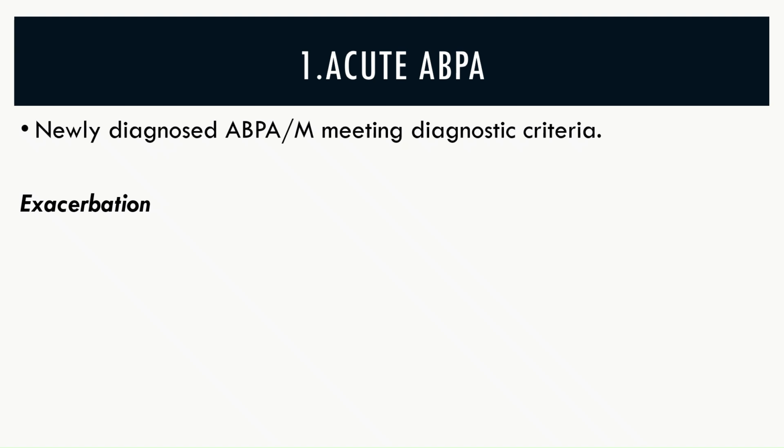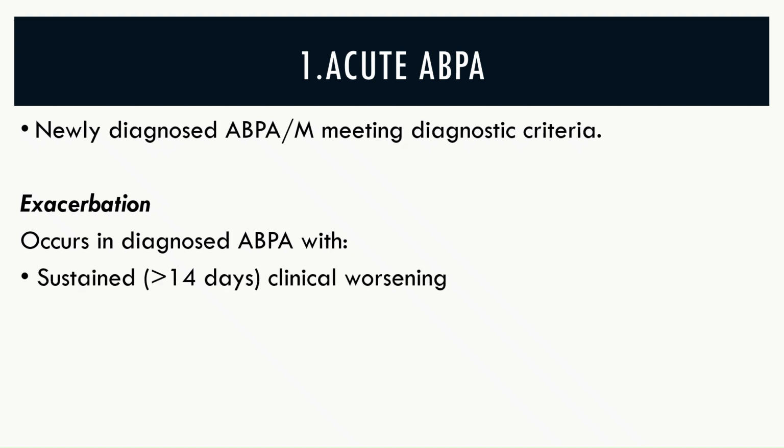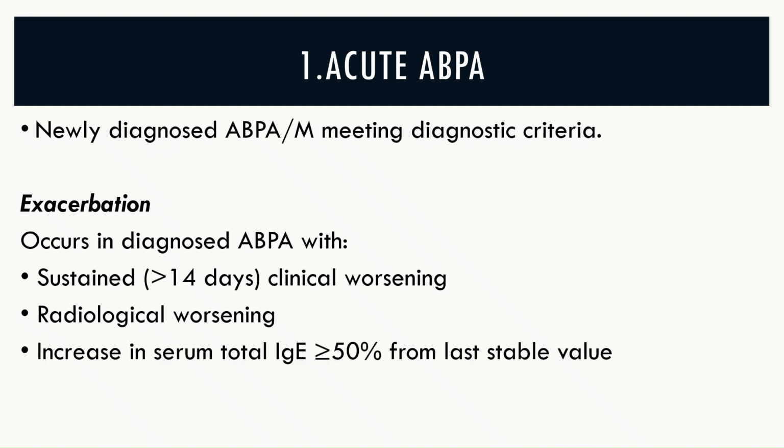Exacerbation occurs in patients with previously diagnosed ABPA and is characterized by sustained clinical worsening of more than 14 days, radiological deterioration, and increase in serum total IgE by at least 50% from the previous stable value after excluding other causes of worsening.